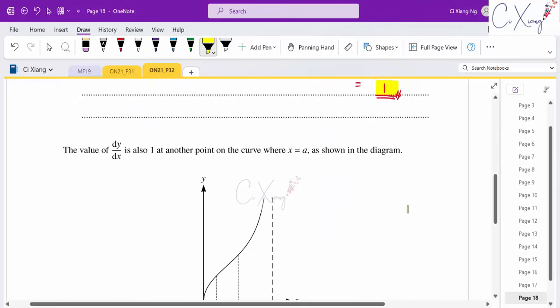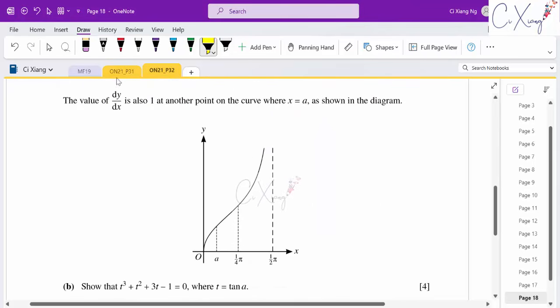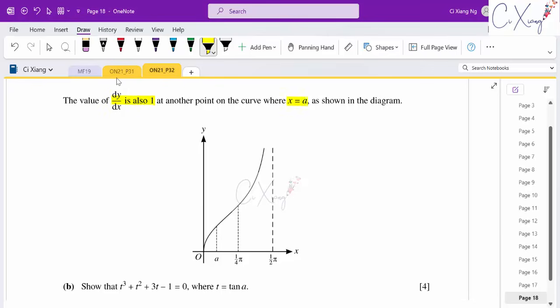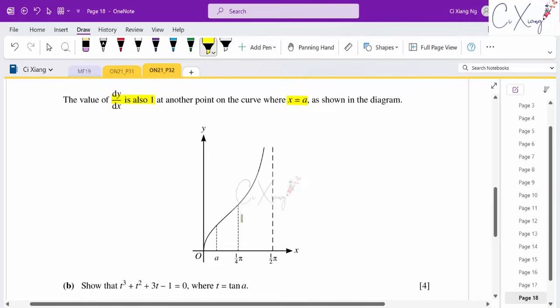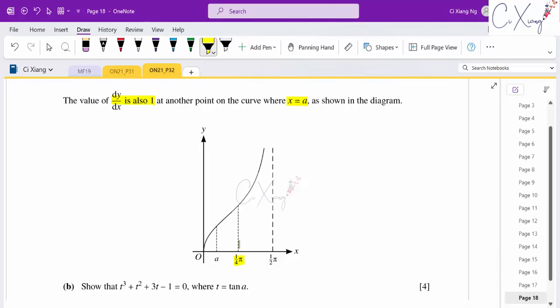Then after that, we continue to the second part. They are saying that the value of dy/dx is also 1 at another point on the curve where x equals a, as shown in the diagram. From the diagram, you can see that at x equals pi over 4, your value of dy/dx equals 1. At the same time, when x equals a, if you substitute into dy/dx, you will also get the value 1. And now you can see from the diagram that a is a value smaller than pi over 4.